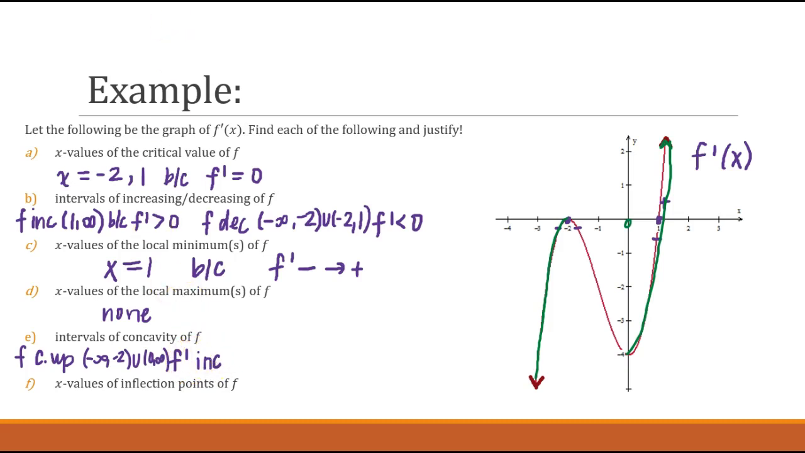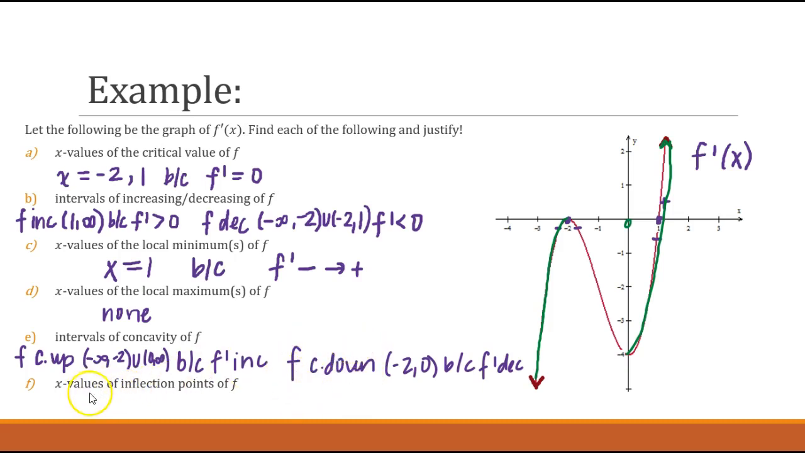Because f prime is increasing. So let me go ahead and make a little bit more space right there. Because f prime is increasing. And so that means that f is concave down on, we can see this part that's left over here, from negative 2 to 0. And that's because f prime is decreasing. So wherever f prime is decreasing, that is where f is concave down.